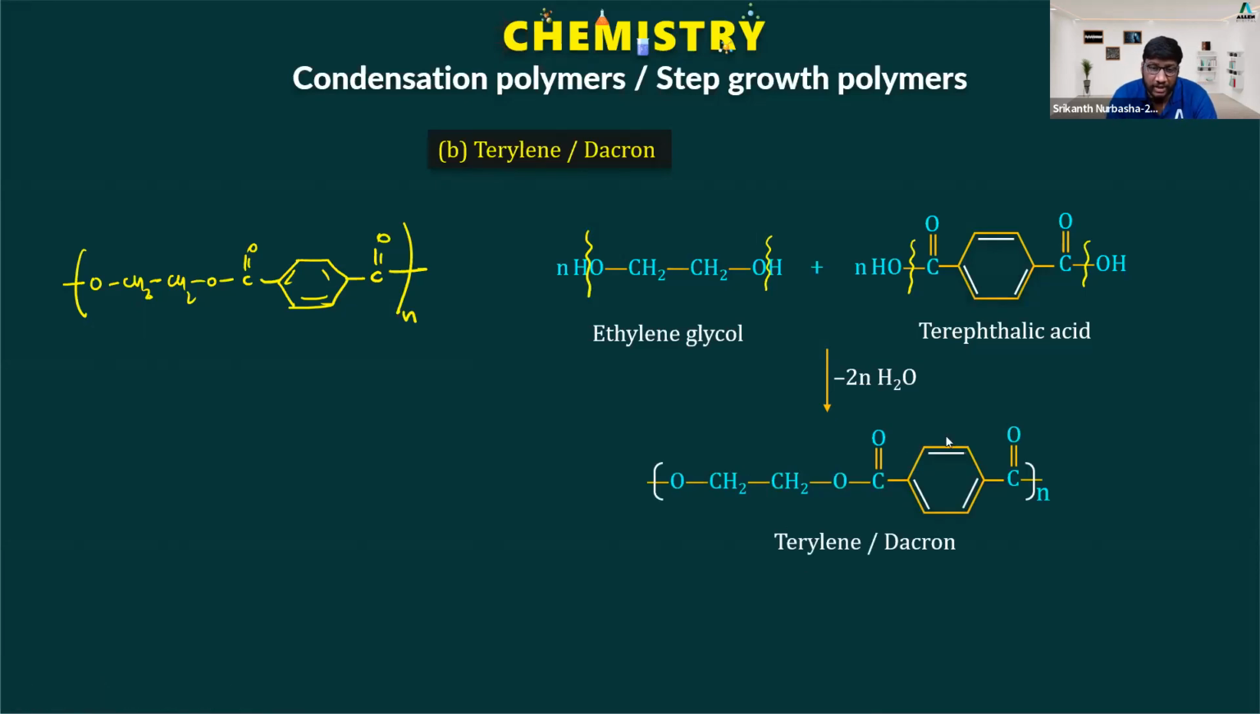The only difference between terylene or dacron and glyptol is that in glyptol, along with ethylene glycol, you have phthalic acid, that is 1,2 benzene dicarboxylic acid, whereas in terylene or dacron, along with ethylene glycol, you have terephthalic acid, which is 1,4 dicarboxylic acid. Is that clear, students? Yes, right. Very good.